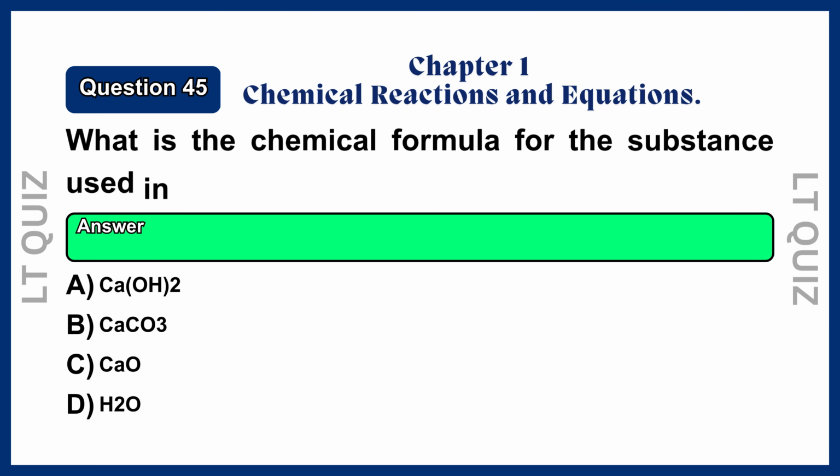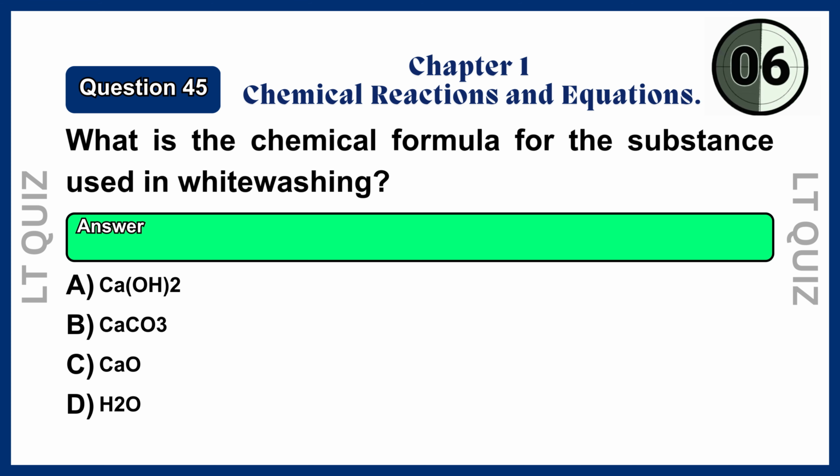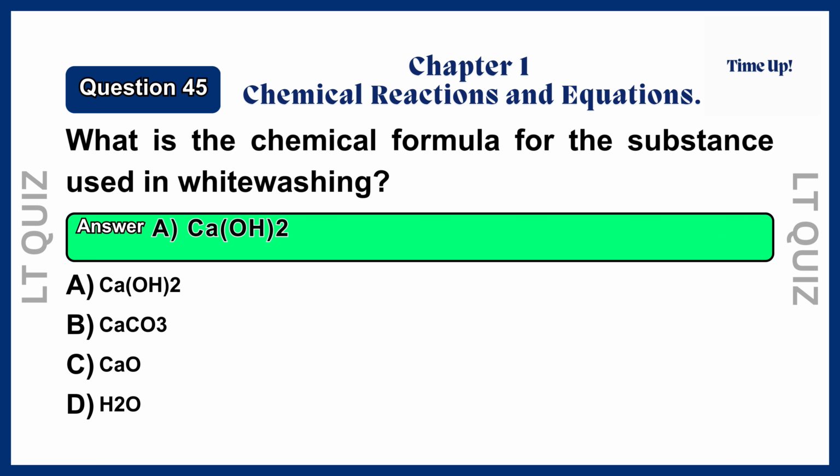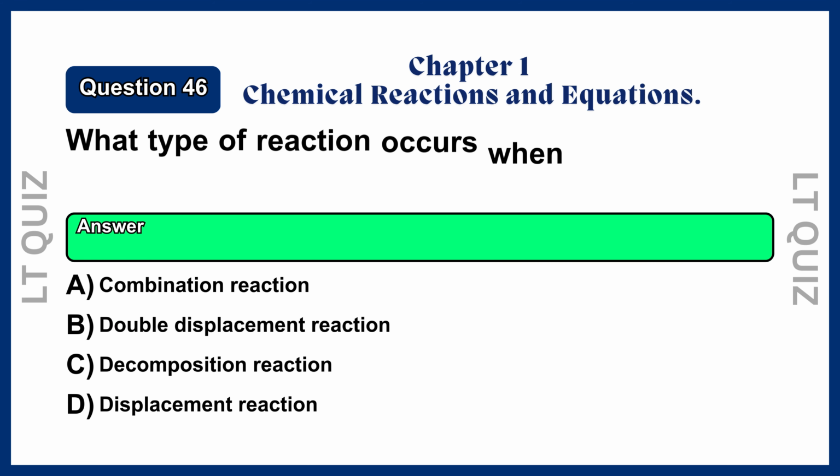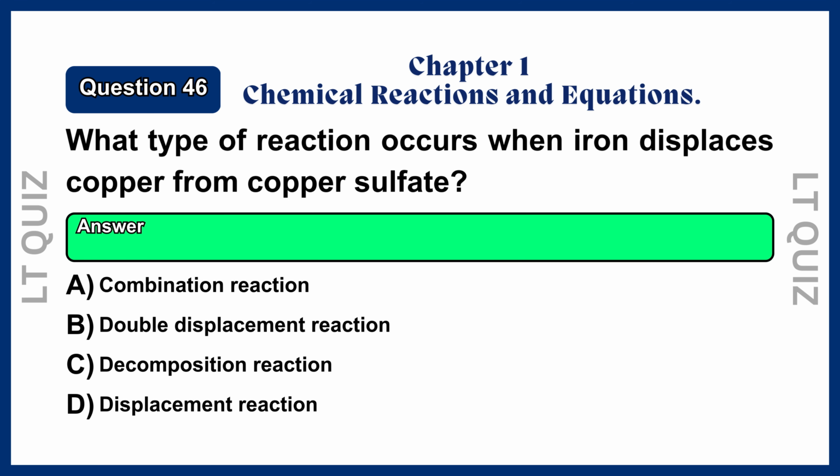What is the chemical formula for the substance used in whitewashing? The correct answer is option A. What type of reaction occurs when iron displaces copper from copper sulfate? The correct answer is option D, displacement reaction.